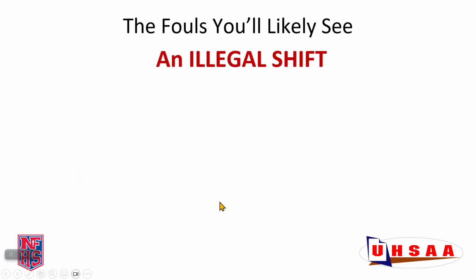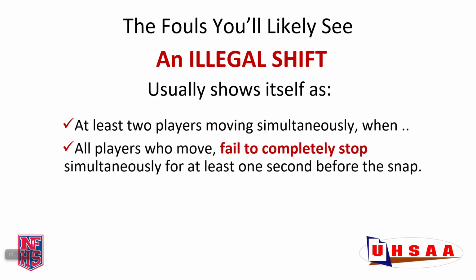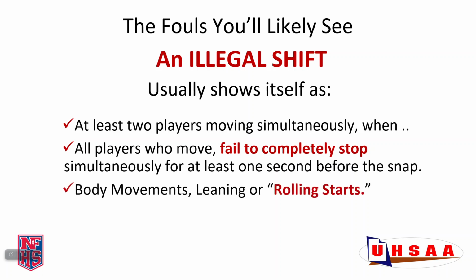Now, what are you going to likely see when an illegal shift occurs? It usually shows itself as at least 2 players moving simultaneously when all players who move fail to completely stop simultaneously for at least a second before the snap. So for the players to be moving, that's okay, but they've got to come to a stop, all of them, for at least 1 second before the snap.